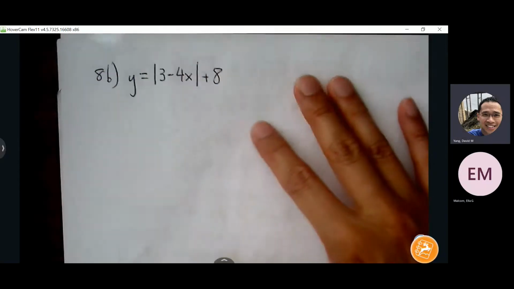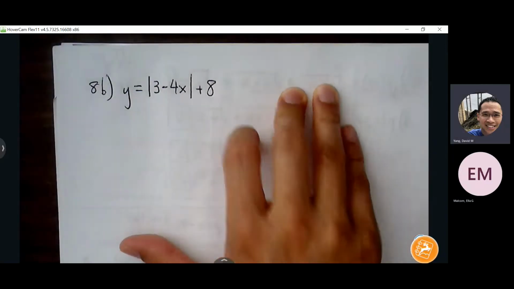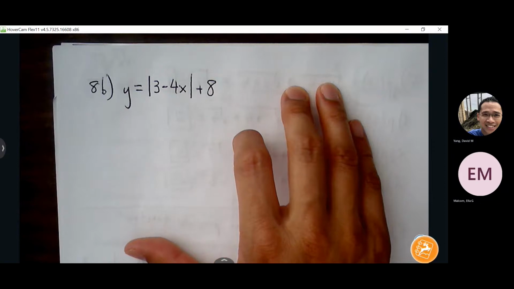Okay, so is this graph going to open up or down?